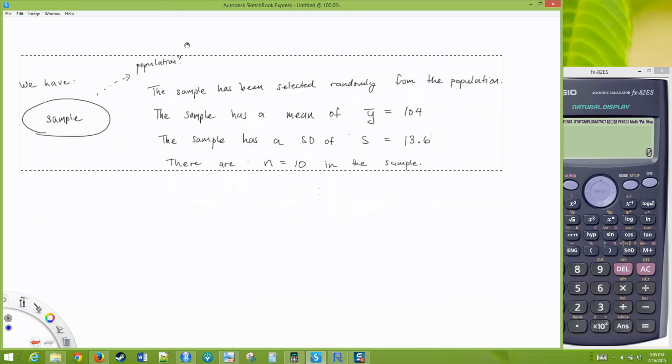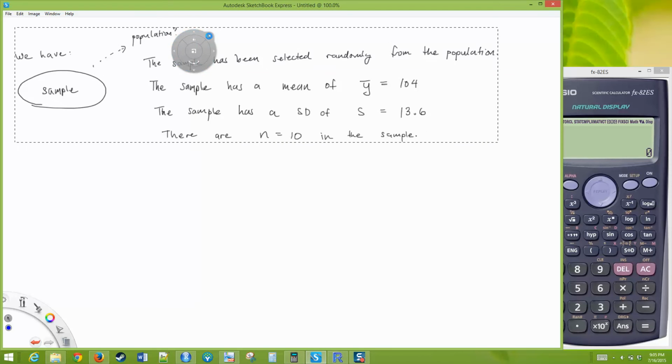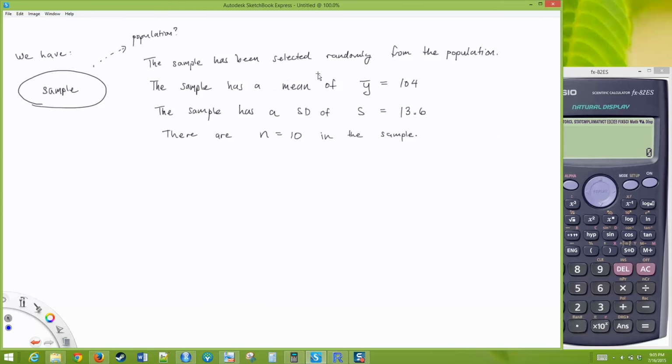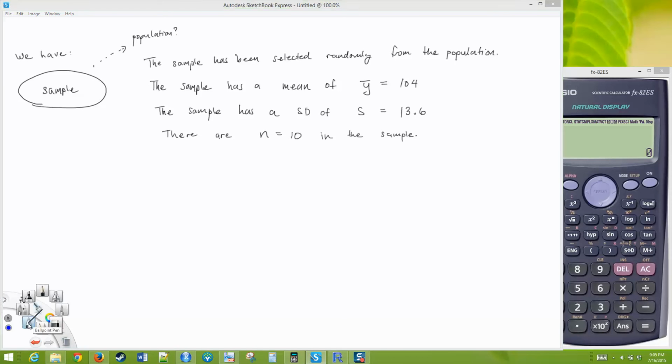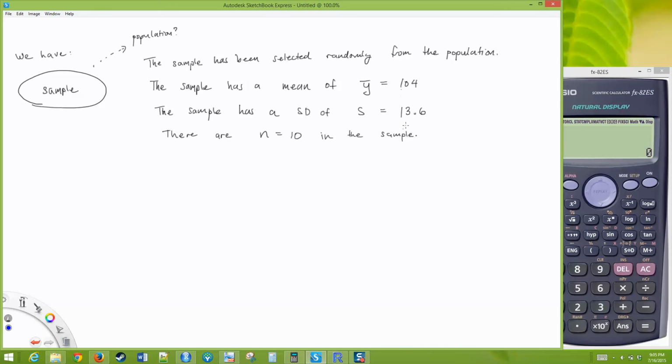Okay, so earlier I said that we have a random sample. Okay, 10 people were randomly selected. The mean of these 10 people is 104. The standard deviation is 13.6. Okay? So if we look at the normal distribution, and I want to shade the middle 95%, where would my z-score cutoffs be if I want the middle 95%?